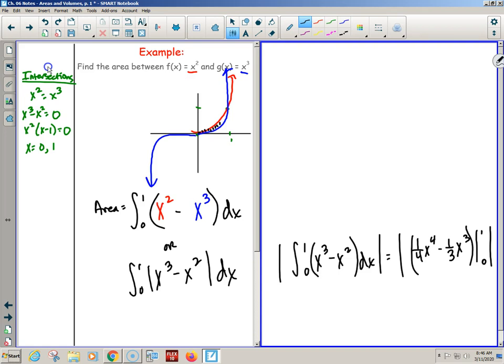I anti-derived. So I did x to the 4th over 4 and x cubed over 3. Sorry, let's see if I don't mess everything up this time. That'd be the absolute value of 1/4 minus 1/3, plugging in 1, minus 0, plugging in 0, which equals the absolute value of negative 1/12. Oh, I chose the wrong way. No big deal, it's 1/12.